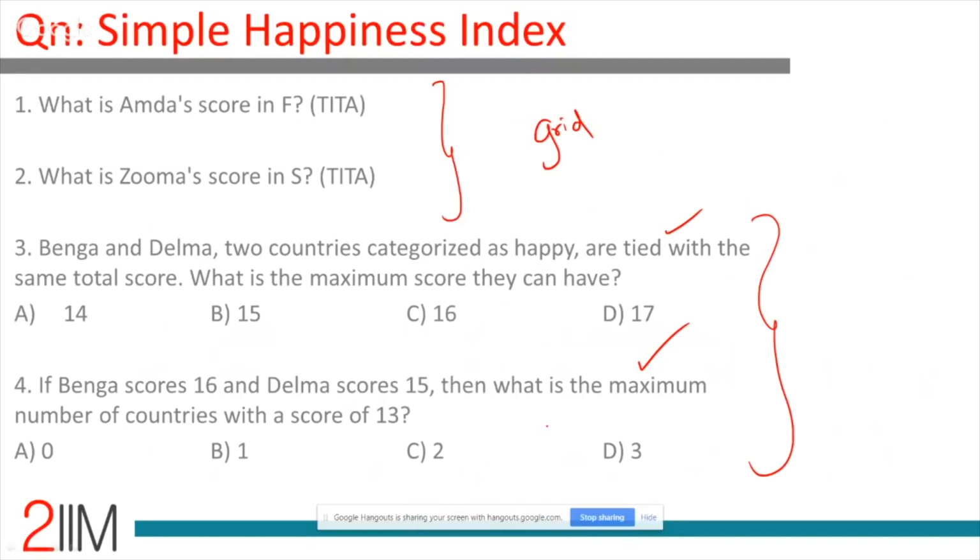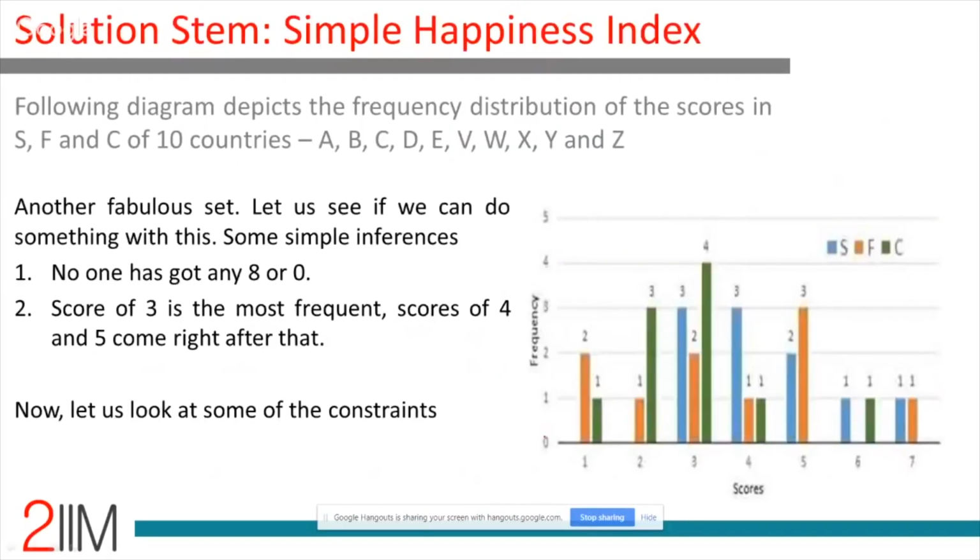So let's see this. So nobody has got an 8 or a 0. We'll do a quick recap. Score of 3 is the most frequent. There are 9 instances of 3 out of 30. So if ever we have any constraint, there are ample 3s to give or not. 4 or 5 instances, they're also frequent. Least frequent are our 6s and 7s.